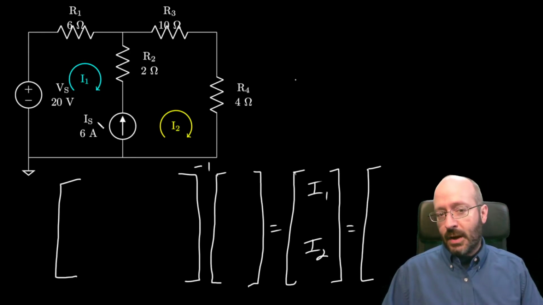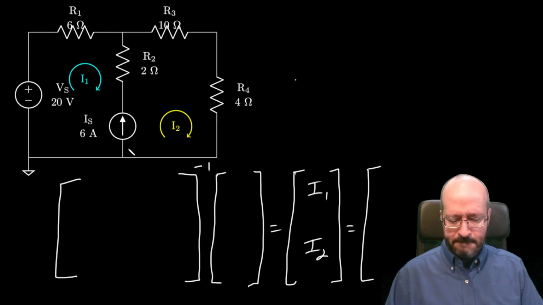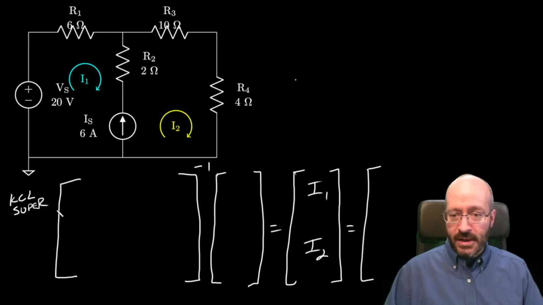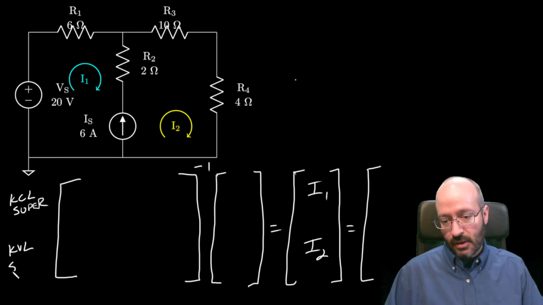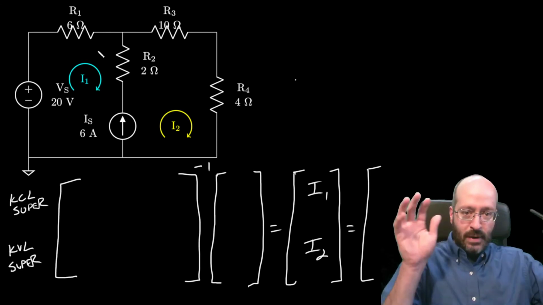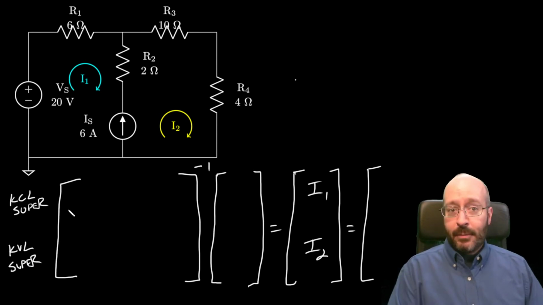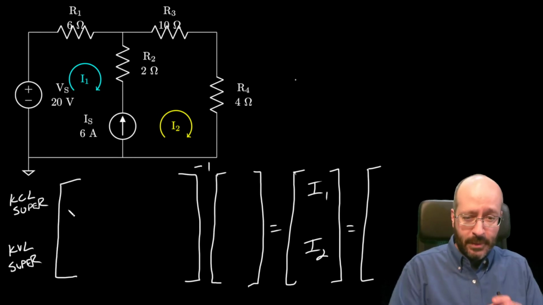So looking at this problem, two meshes, two unknowns. I see a current supply, so I am going to write a KCL, and this is going to be the super KCL for I1 and I2. The other equation that I'm going to write is going to be a KVL, and this is going to be the KVL for those two meshes as well, so it's going to be the super KVL that's around both of those together. So we have a plan. That's good. And the first thing you should do is formulate your plan.